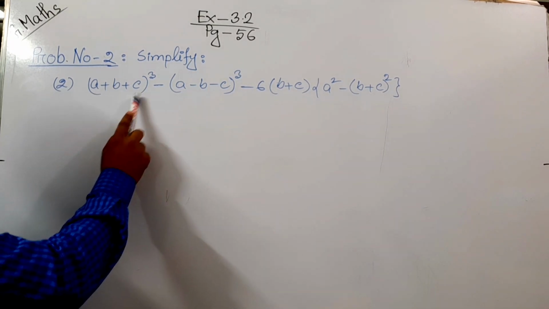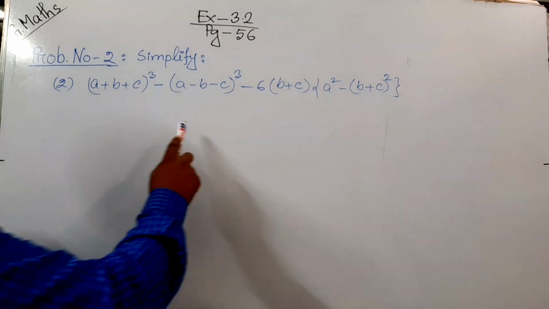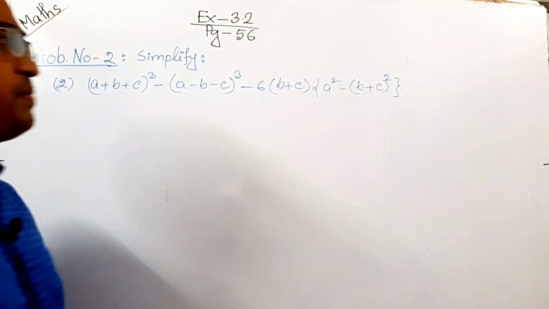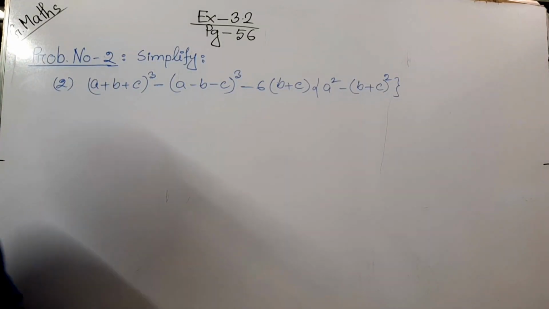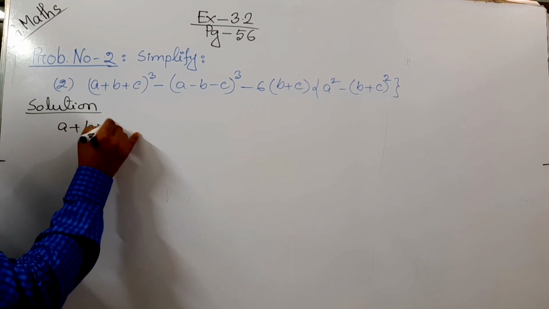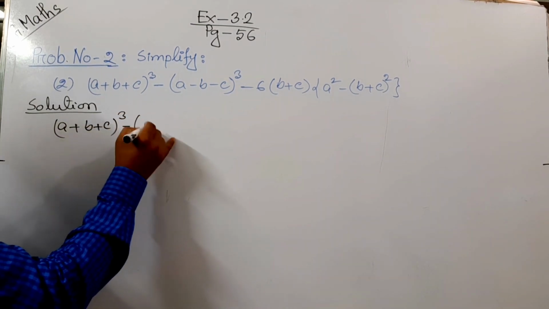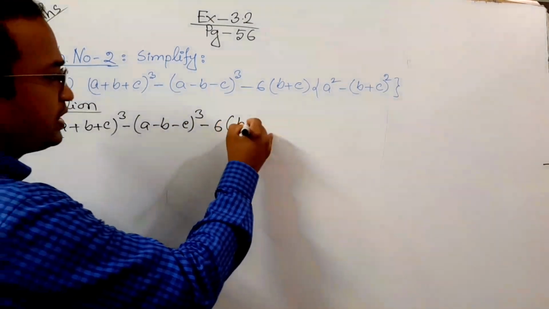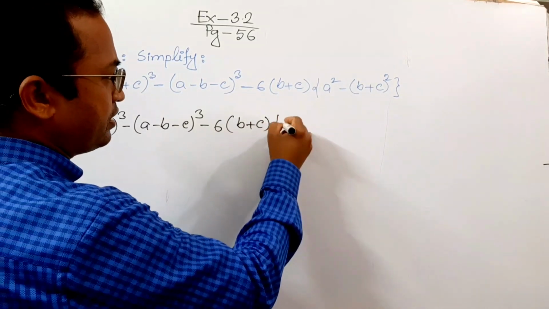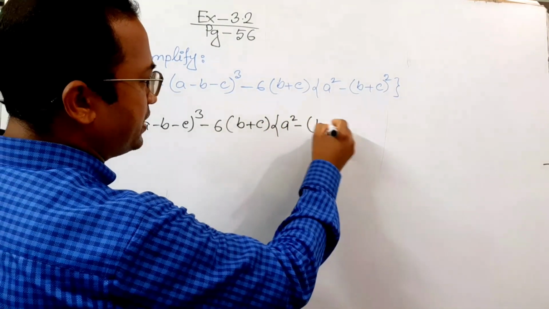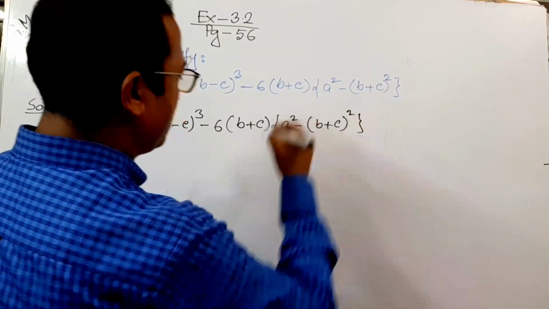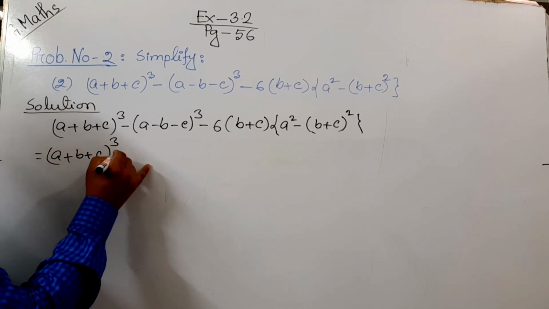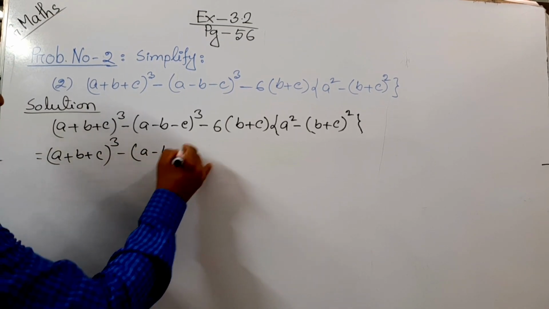(a plus b plus c) whole cube minus (a minus b minus c) whole cube minus 6(b plus c) into bracket a square minus (b plus c) whole square. We will simplify. (a plus b plus c) whole cube minus (a minus b minus c) whole cube minus 6(b plus c)(a square minus (b plus c) whole square).